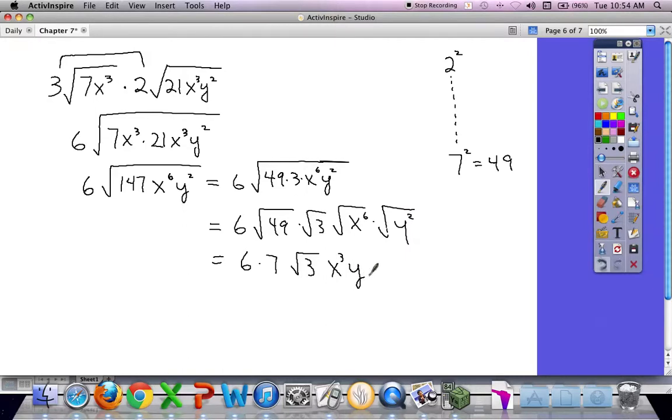And now let's simplify this and put it all in the right format. That's 6 times 7, 42. X to the third y times the square root of 3.